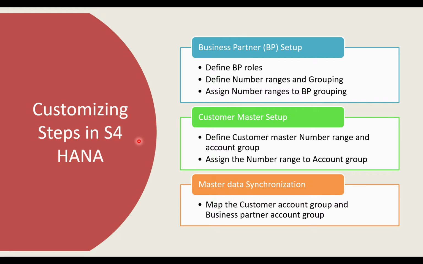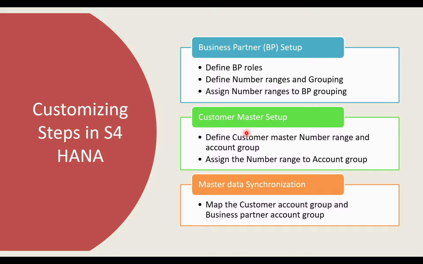So for configuration of the business partner as a customer, first we have to do customization in S/4HANA, right? There are three steps we need to do. Step one is business partner setup. In the business partner setup, we have to define the BP roles, business partner roles like company code role, general data role, sales and distribution role, and credit management role. Then we have to define the number ranges and the BP grouping, and then assign the number ranges to BP grouping so that the business partner will have a unique number.